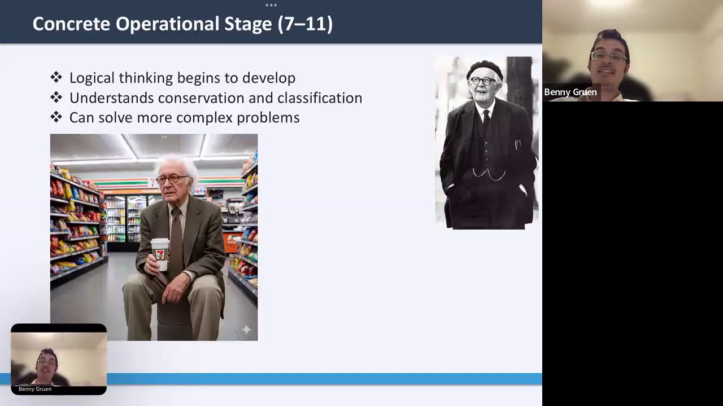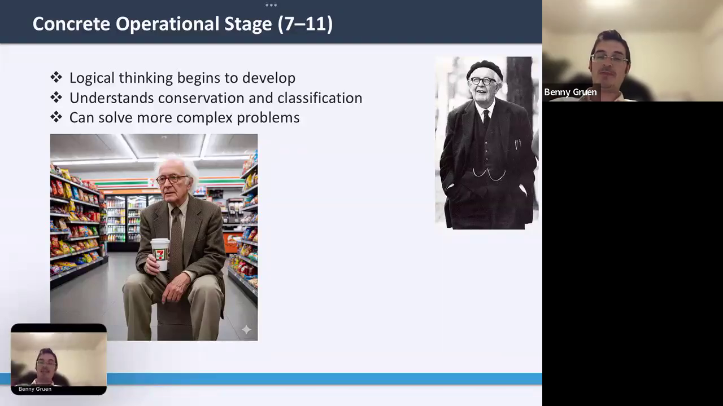Okay, the next stage, this is my favorite one, the third stage. Back when Gemini and I first started being able to produce pictures, I asked it to make me a picture of someone who looks like Jean Piaget sitting on concrete bricks in a 7-Eleven. And this is what it made for me. And you can actually look at the real picture of Jean Piaget in the top right, and you can see the resemblance is not bad. I think Gemini did a pretty decent job.